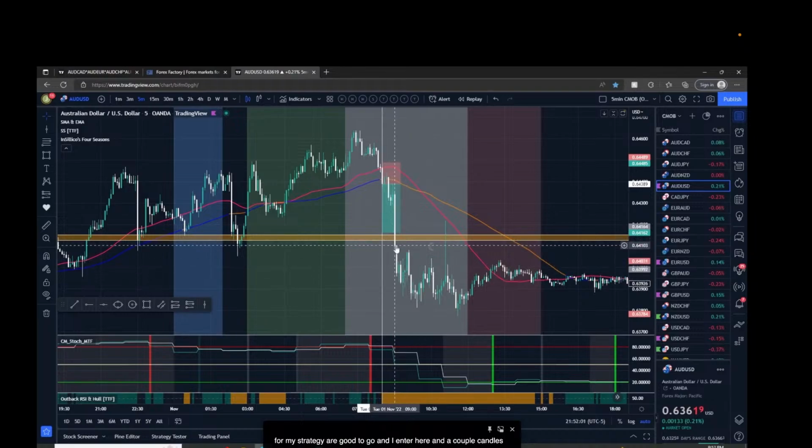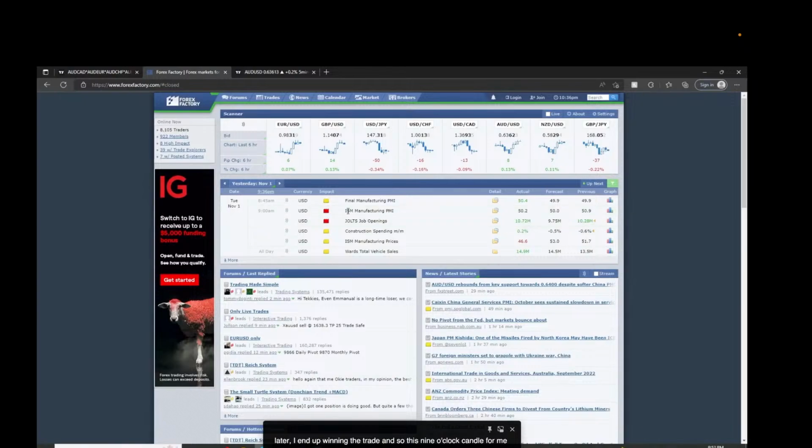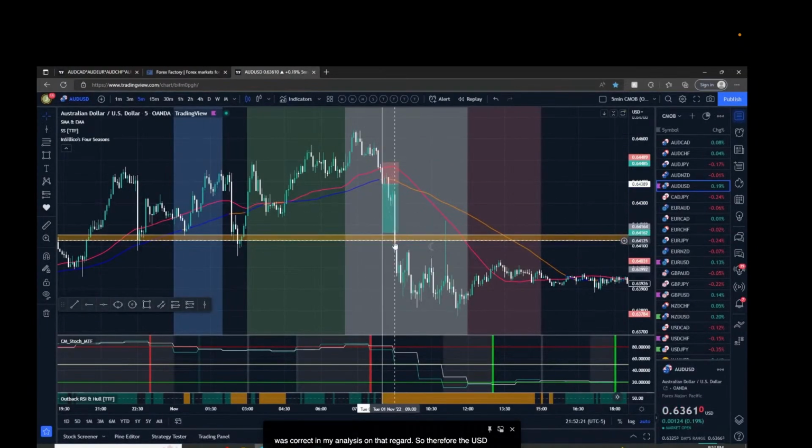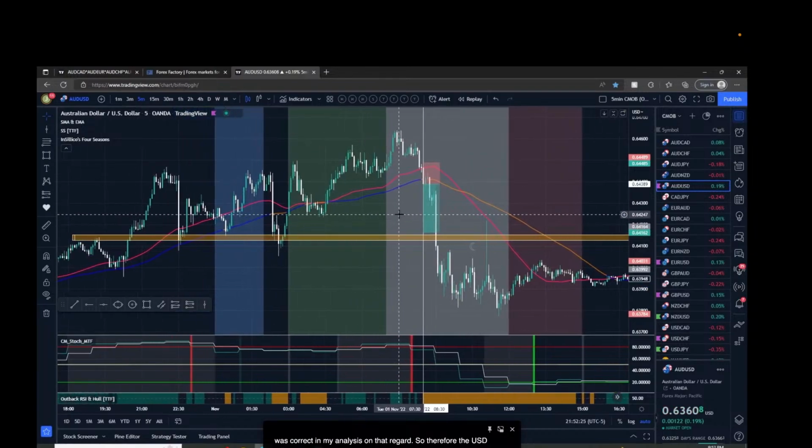This 9 o'clock candle for me is actually when news hit. When news hit, the ISM manufacturing PMI was 50.2, so it did do better than the forecast. I was correct in my analysis in that regard. Therefore, the USD currency strengthened, and whenever it did, it just tanked all the way down. Could I have gotten more reward? Sure. But it is news, and I wanted to at least secure it because I had about a 2.3 reward, which is really nice.